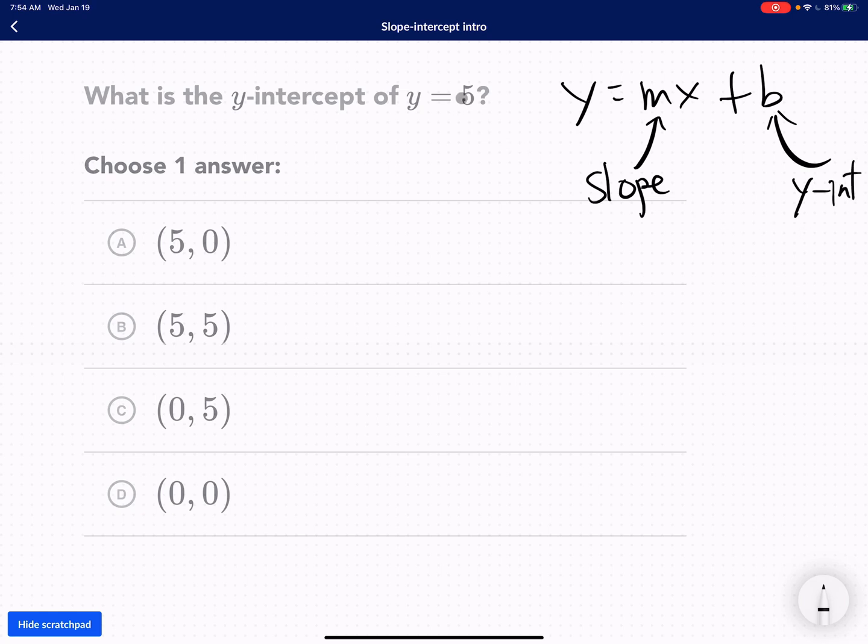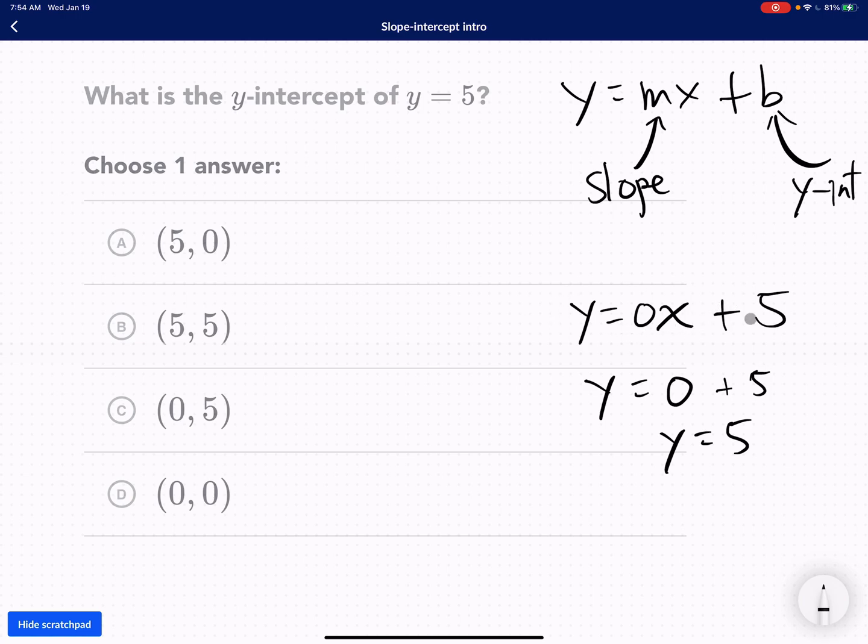As you can see, this right here has no x, which means the slope is 0. Why? So y is equal to 0x. I'll show you that y equals 5 is the same thing as y equals 0x plus 5. Why? Because what's 0 times x? 0 times x is just 0, plus 5, which is 0 plus 5, just y equals 5.